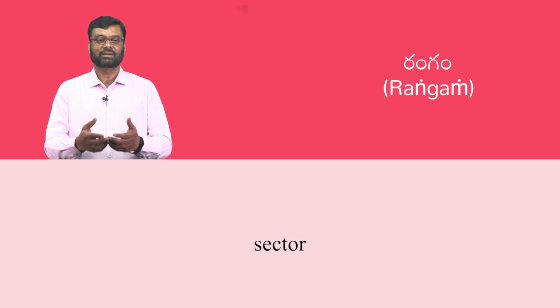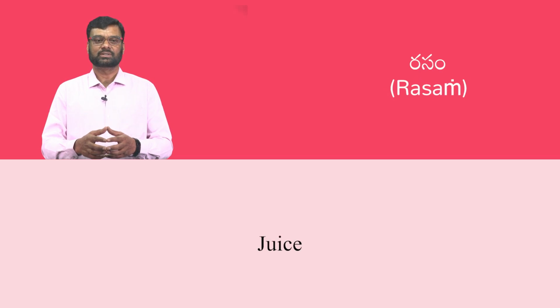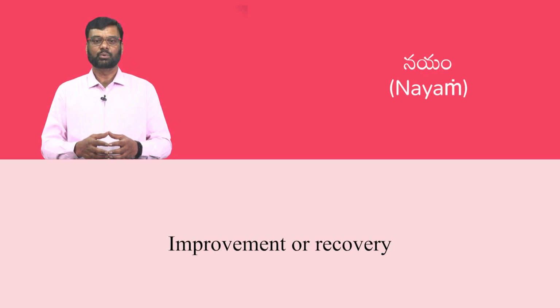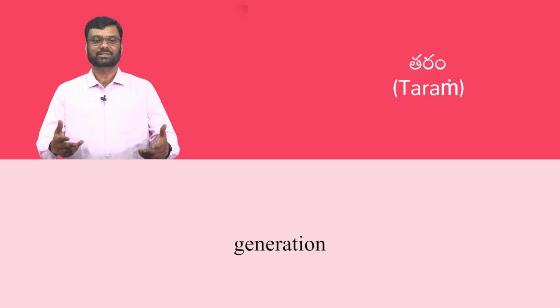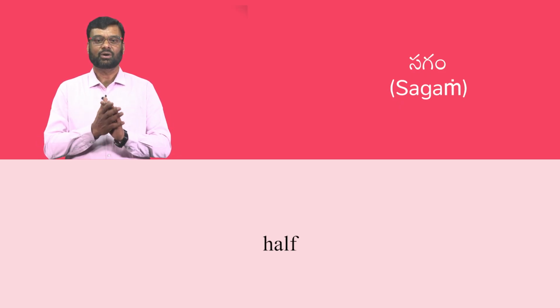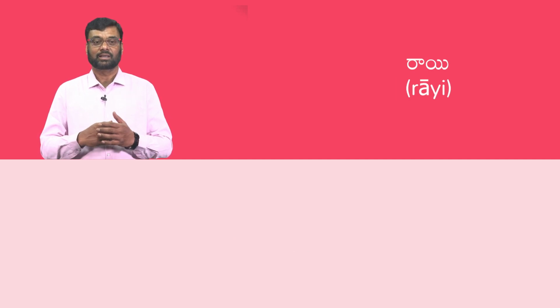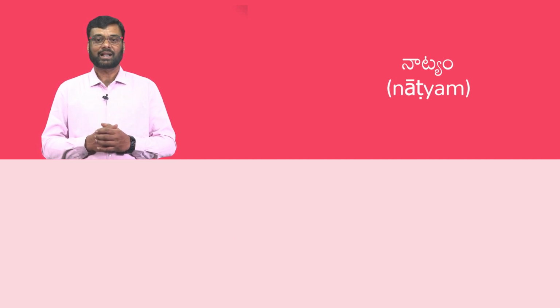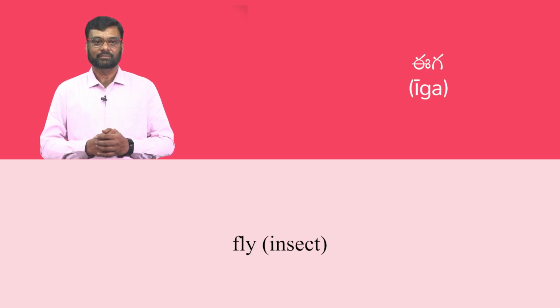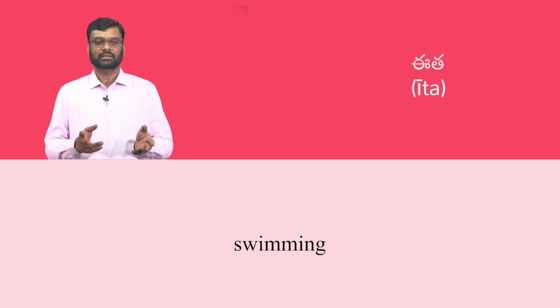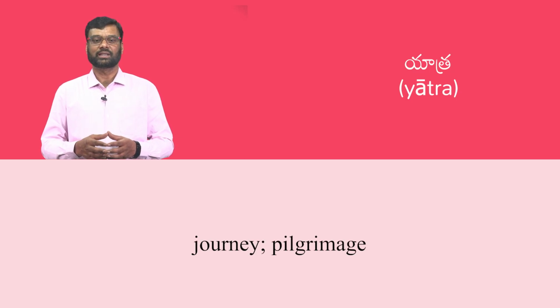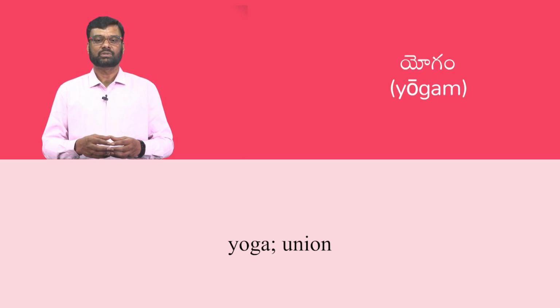Rangam, sector. Rasam, juice. Nayam, improvement or recovery. Taram, which means generation. Sagam means half. Rasam, which means taste. Rai, which means stone. Natyam, which means dance. Ega, fly. Eeta, swimming. Yatra, journey. Yogam, which means yoga or union.